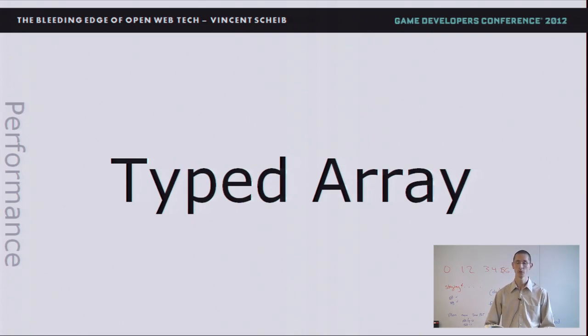XML HTTP request, or XHR, is also supporting loading data directly into a typed array. So when you fetch your assets from a web server, you often are doing so with XHR, and previously you had to reprocess that data in order to prepare it for use with WebGL. Now you're able to, if you choose, optimize the client-side processing by loading it directly into a typed array.